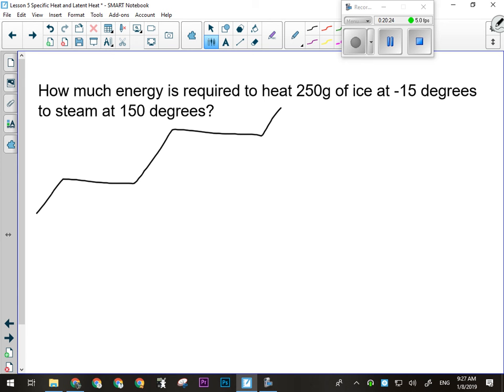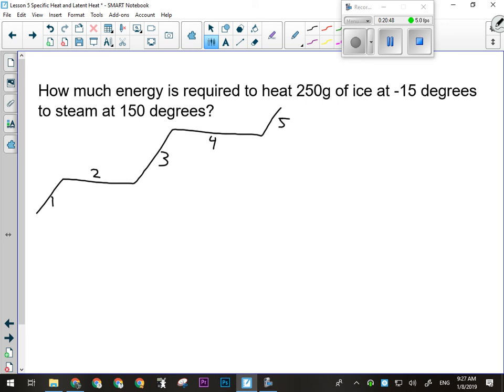This is the part. Part one here is where ice is being warmed, where I'm heating up the ice. Part two is where the ice is melting. Part three is where I'm heating up the water. Part four is where I'm vaporizing the water. And part five is where the steam is being warmed. Okay? Everyone all right with that?